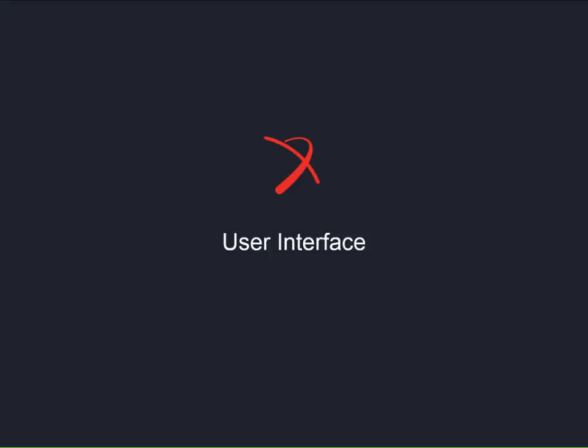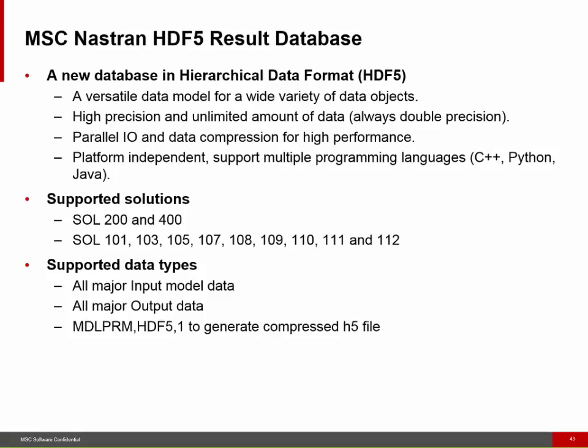So moving on to the user interface. In MSC Nastran 2016, we introduced a new database format which is called HDF5. It's a data model for storing and managing data. It's also optionally output by MSC Nastran with the MDL PRM parameter, and it can be generated together with OP2, or it can be generated instead of the OP2 file.